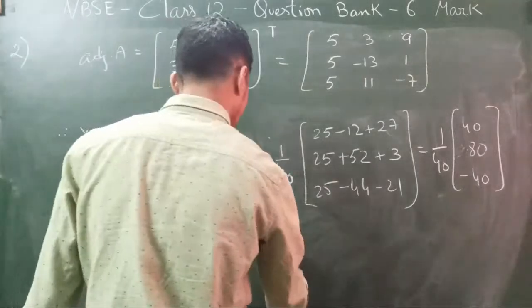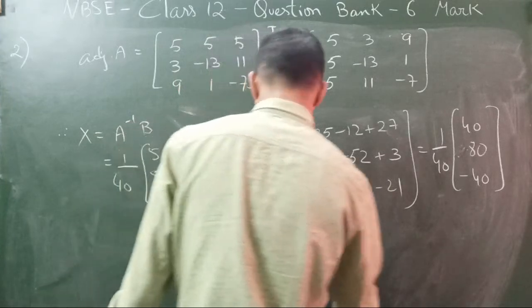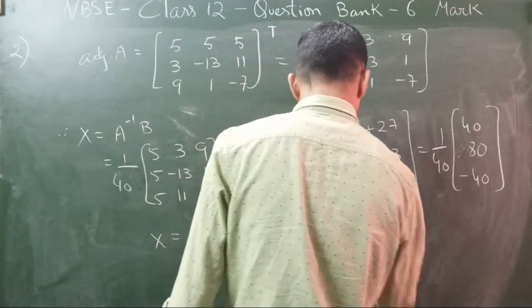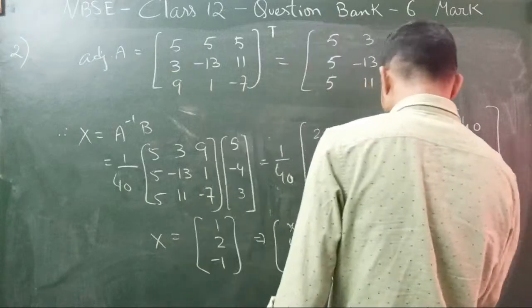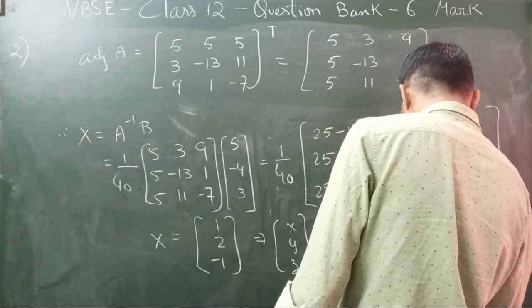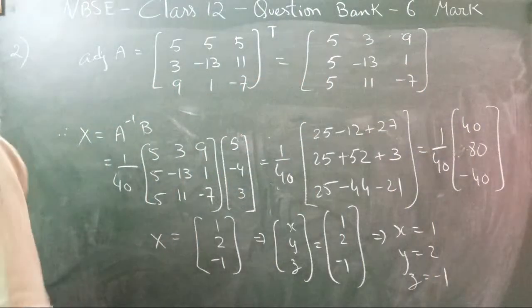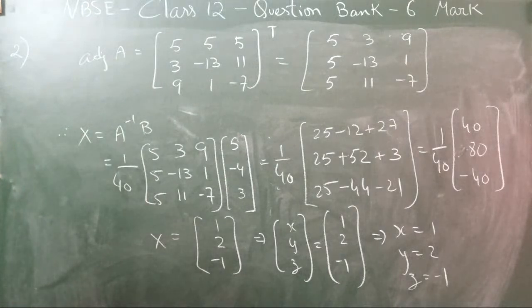So this implies the value of x is x, y, and z, the variables for us. 1, 2, minus 1. So that would imply x is 1, y is 2, z is minus 1. So you can check that in any one of the equations and see whether it is verified or not. If you get time, substitute that in all the equations, of course.